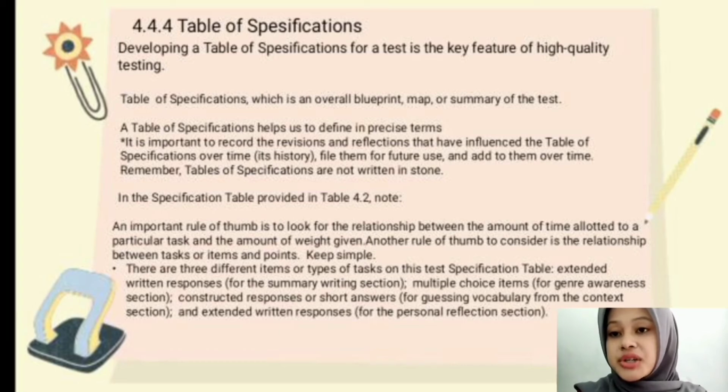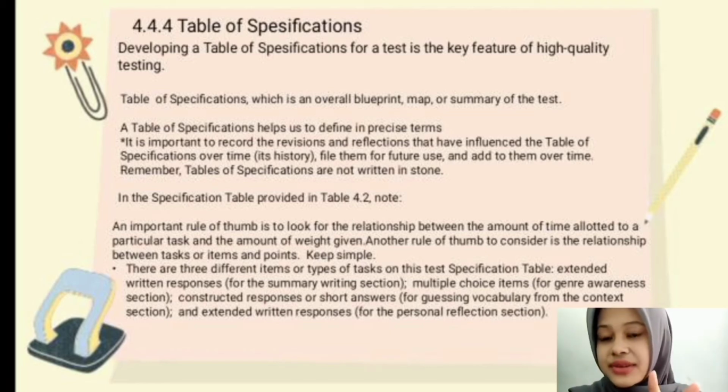In the specification table provided in table 4.2, note an important rule of thumb is to look for the relationship between the amount of time allotted to a particular task and the amount of weight given. Another rule of thumb to consider is the relationship between tasks or items and points. Keep it simple.